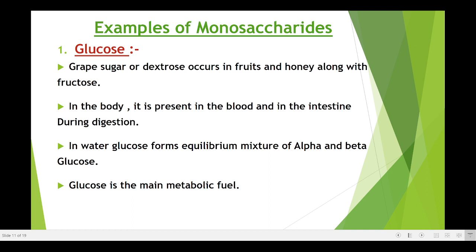Next, we can see the examples of monosaccharides. First one is glucose. C6H12O6 is the molecular formula for glucose. It is also called grape sugar or dextrose and occurs in fruits and honey along with fructose. In the body, during digestion, it is present in the blood and in the intestine. Glucose forms an equilibrium mixture of alpha and beta glucose in water. It is also called the main metabolic fuel.